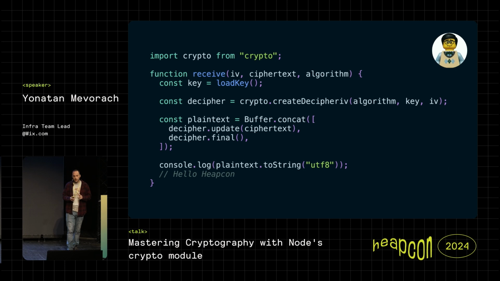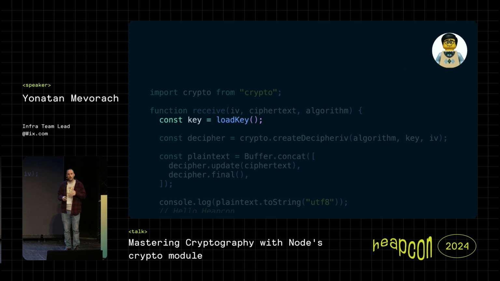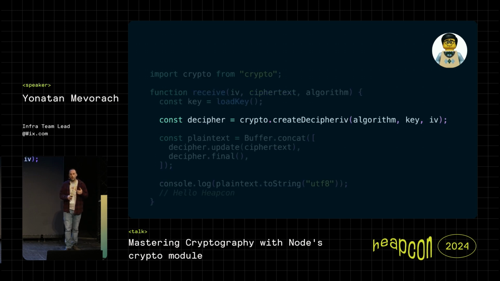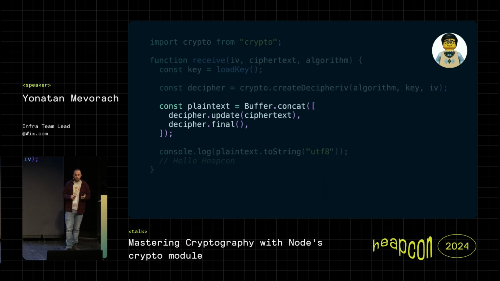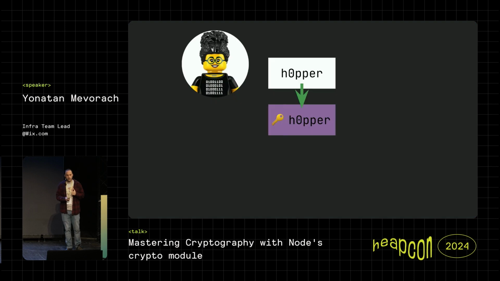To perform the decryption, notice how much this API is kind of the reverse mirror image of what Alice is doing. So this is Bob's decipher code. He gets the IV, the ciphertext, and the algorithm. He loads the key into memory. He calls createDecipheriv. Very similar looking, update, final, but this time what he's getting back is the original plaintext. So this is how the encryption works.